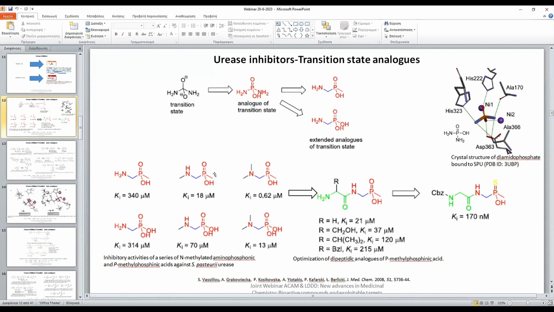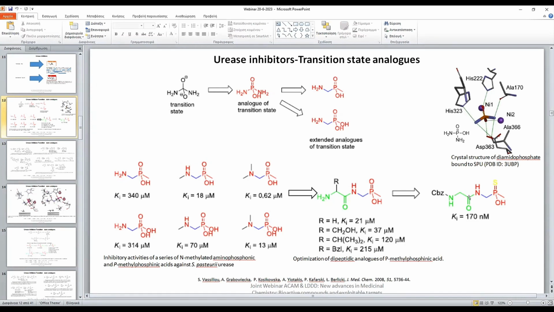So we synthesized several organophosphorus analogs, phosphinic compounds, and among them, we observed one with 620 nanomolar inhibition constant, a phosphinic one, and several phosphonic ones, relatively potent. We tried to elongate a bit, and we observed quite good potency. But the best inhibitor of this series was one where we replaced the oxygen with sulfur. It's a thiophosphinic acid. And we did this replacement. We observed an inhibition constant of 170 nanomolar.